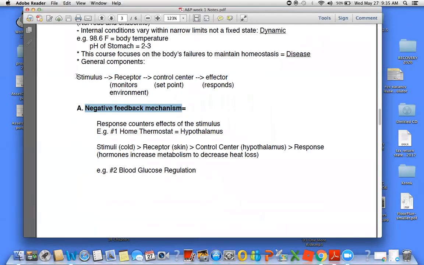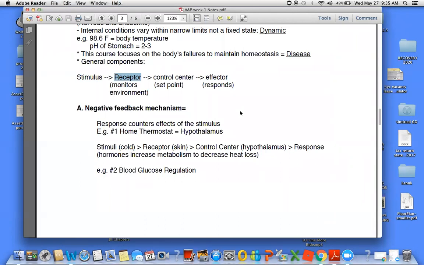All based on a stimulus being picked up by a receptor monitoring your environment, sent to the control center, usually your brain, and then the brain sends a message to your effector, which is either a muscle or a gland, to respond to the original stimulus. So let's talk about the stimulus being temperature. You're sitting in a room, it's getting hot, and mom won't put on the air conditioning. Your receptors, we call them thermoreceptors, monitor the environment and pick up the temperature change.